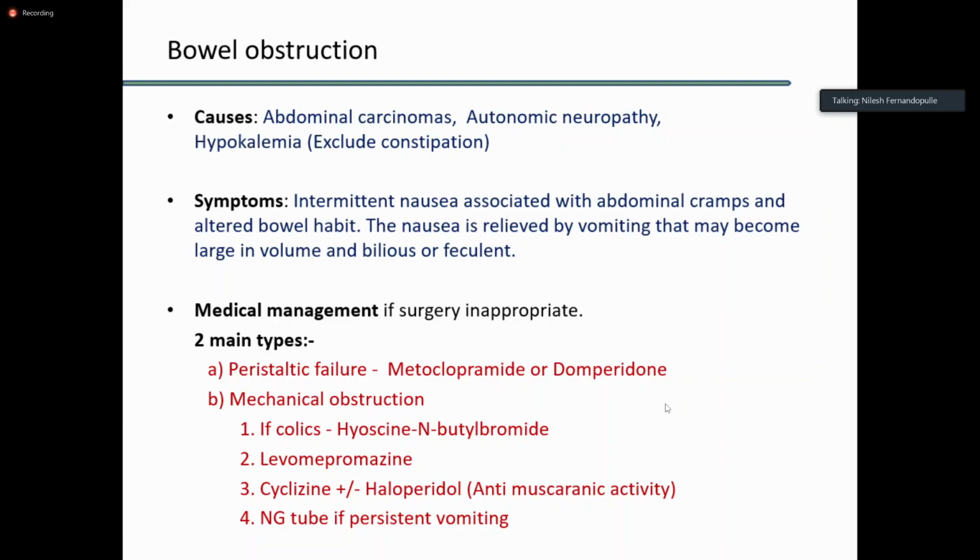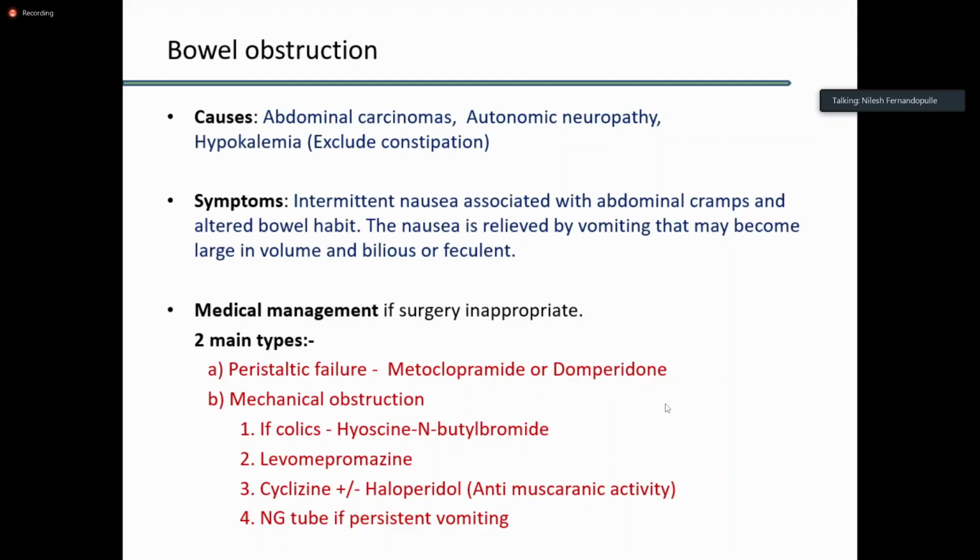If you're thinking of obstruction that's painless, okay, then it's likely due to peristaltic failure. So that means something like a paralytic ileus. Those patients, you need to stimulate the bowel by giving metoclopramide or domperidone. But if the patient is having painful obstruction, that is due to some sort of mechanical obstruction.